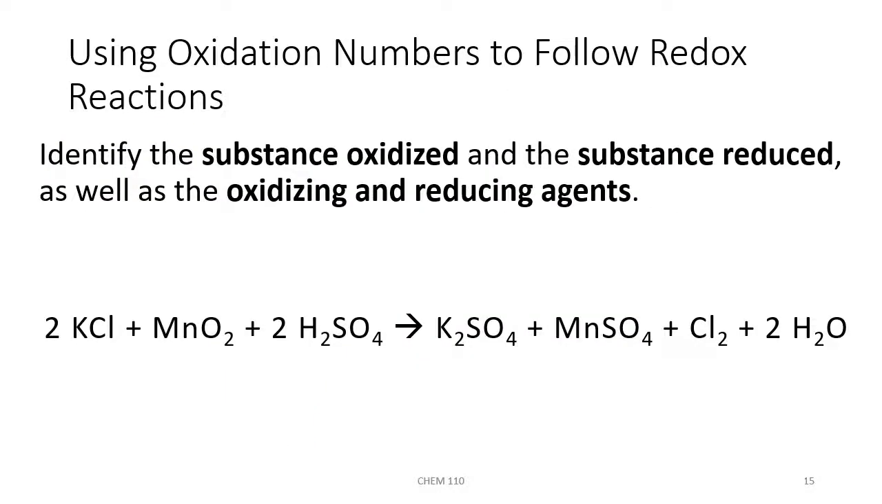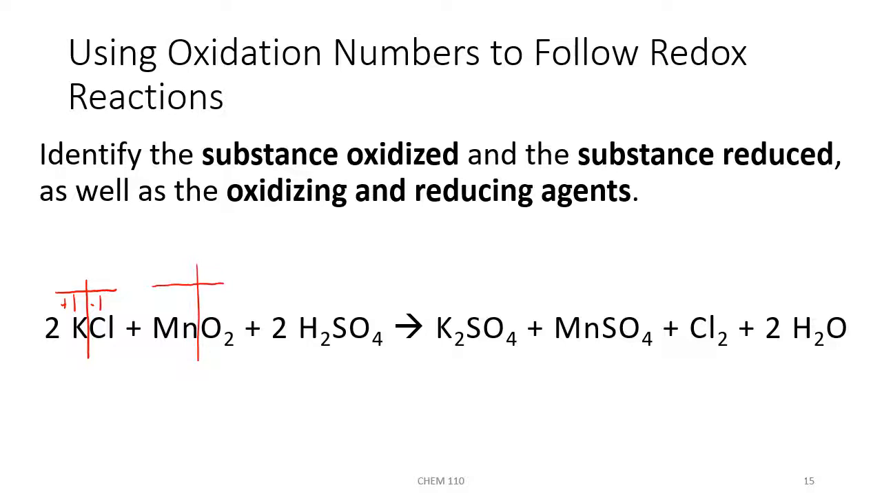In this example, we want to identify the substance oxidized, the substance reduced, as well as the oxidizing and reducing agents. This example looks a lot more complicated than our first couple. We're going to have to apply our oxidation rules in order to determine the oxidation number of everything on the reactant side and everything on the product side. Once we do that, we can determine what oxidation numbers have increased and what oxidation numbers have decreased. If we start with potassium chloride, chlorine in a compound has an oxidation number of -1. Potassium will have an oxidation number of +1.